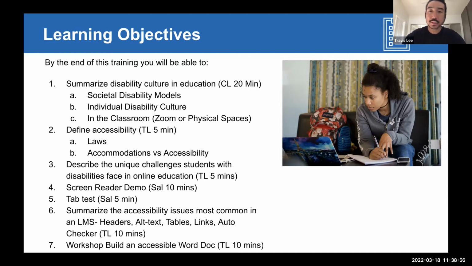So I'm going to pass it now to Carolanne. I'm going to stop my share, and she's going to drive for the next few minutes on disability culture.